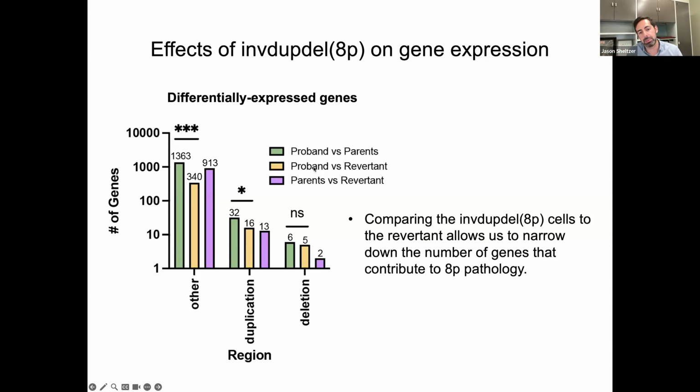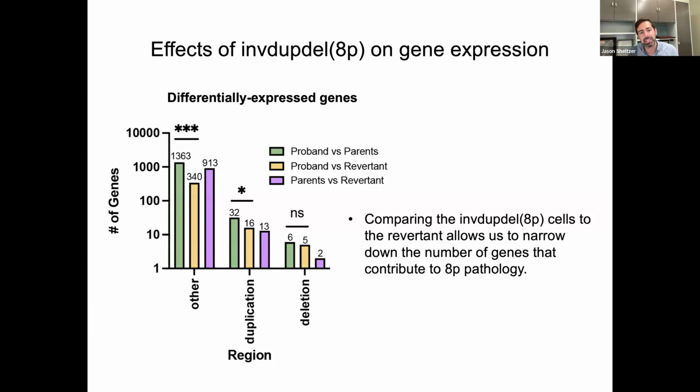However, when we directly compared the cells with the rearranged copy of 8p to the cells where we had eliminated that rearranged copy, we only had about 350 differentially affected genes. So we were able to narrow our search from 1,400 genes to 350 genes just by comparing these cells in a genetically matched context. And I think this also underscores how just doing a comparison between parent and child, you get hundreds of differentially expressed genes just based on the fact that parents and children are not genetically identical.